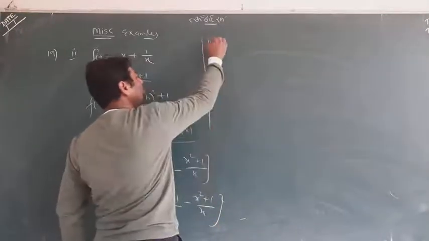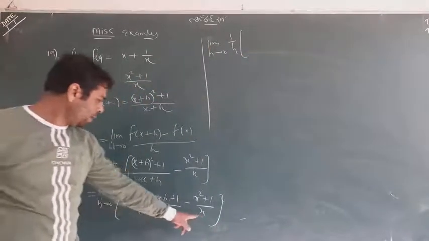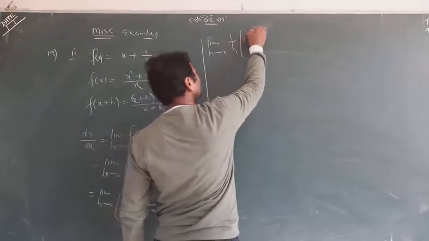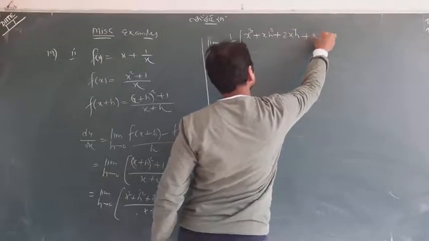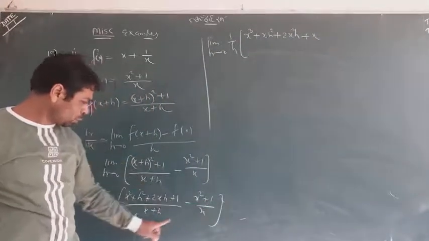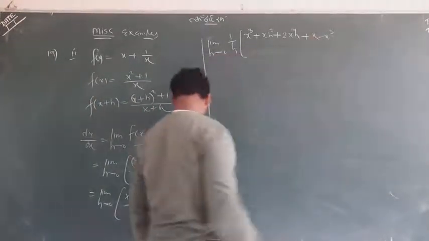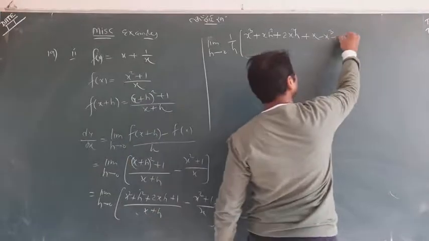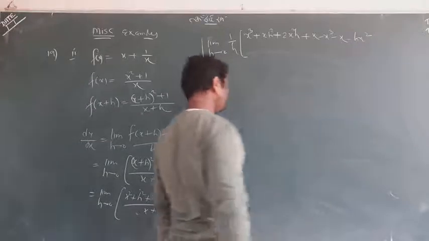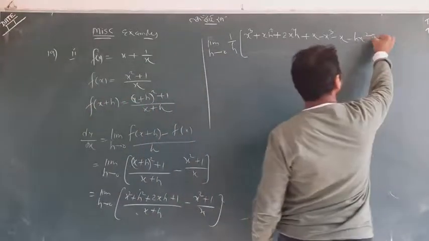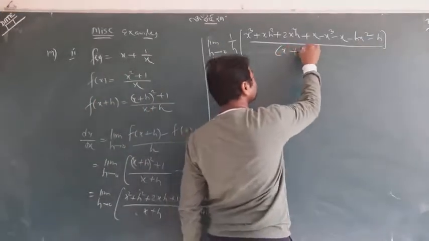Now again LCM. x will multiply in all. x cube, x h square, 2x square h, plus x, and minus of x square plus 1 will multiply this one. So I am doing directly: x cube minus x minus h x square and minus h, whole upon, we have the terms x plus h and x.